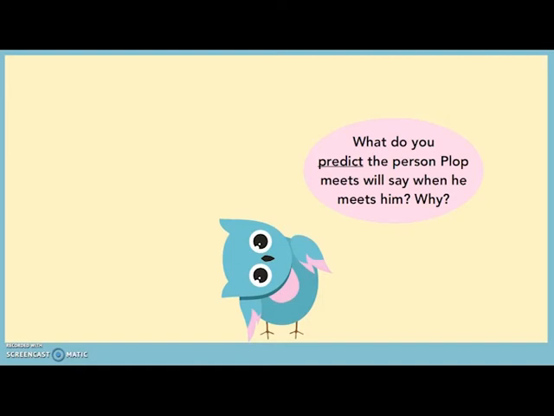What do you predict the person Plop meets will say to him when he meets him? And why? Again, think about those patterns we've seen in the previous chapters. Is there a pattern that's going on that can help guide the way you're thinking? So what do you predict the person Plop meets will say when he meets him, and why? Pause the video and have a little ponder, then come and join me when you're ready.